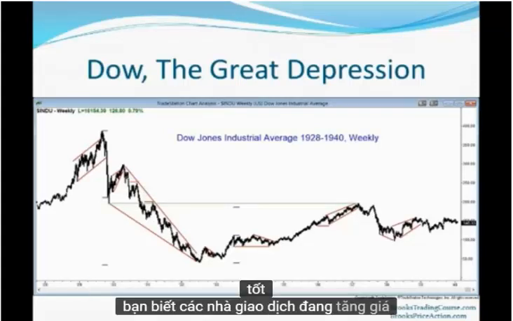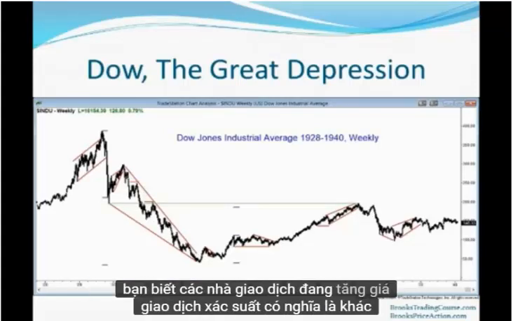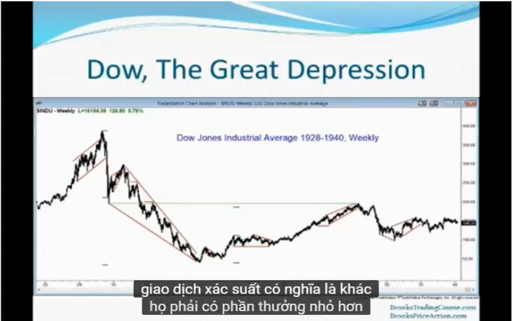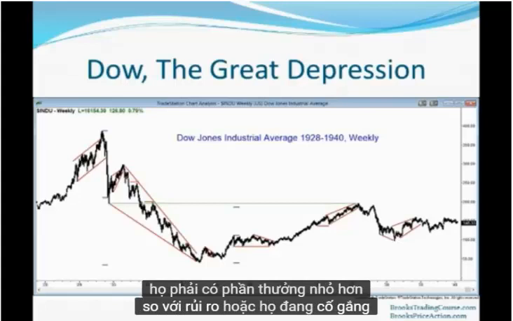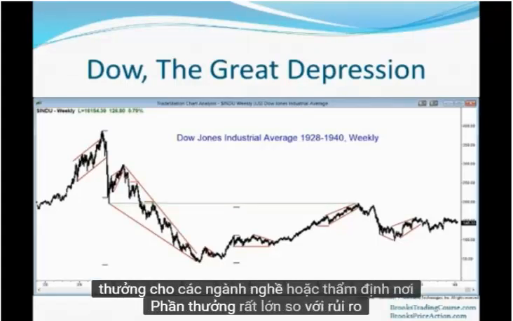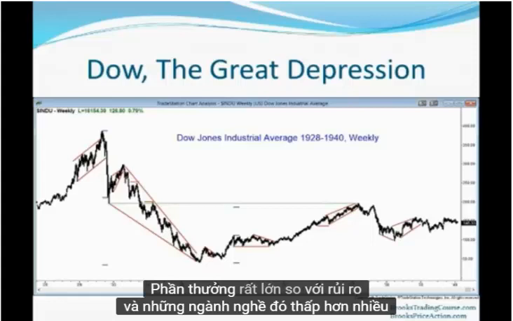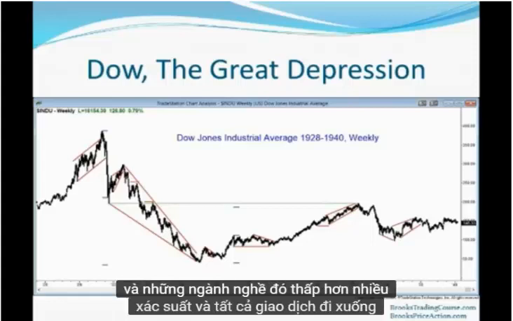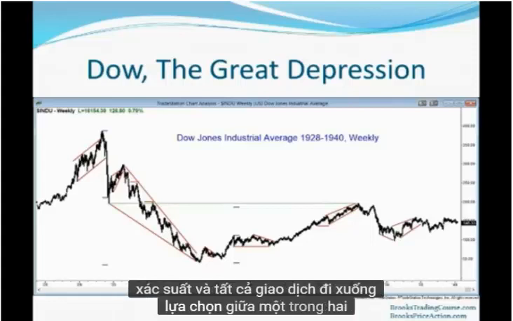Traders are either taking high probability trades, which means they have to have a smaller reward compared to risk, or they're taking big reward trades, trades where the reward is very big compared to the risk, and those trades are much lower probability. And all trading comes down to choosing between one of those two approaches.